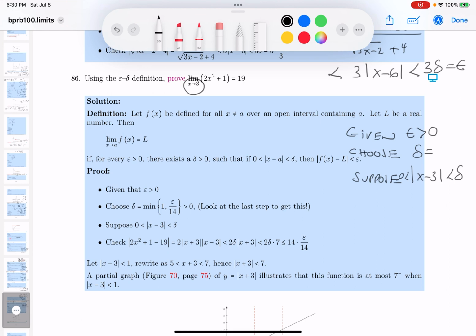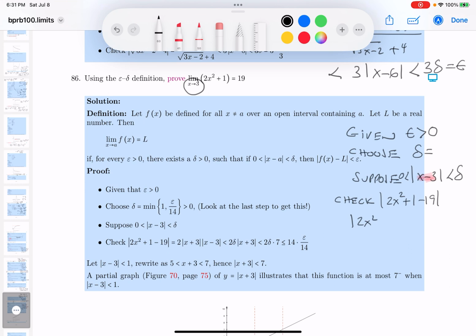Okay, here comes the tough part. And this is going to be a tough one. So check. What are we going to check? The absolute value of 2x squared plus 1 minus 19. Well, it has something to do with this over here. All right, so I got to figure this out. And what I'm going to do is I'm going to factor it. So I see this, the absolute, whoops, I didn't mean to do that.